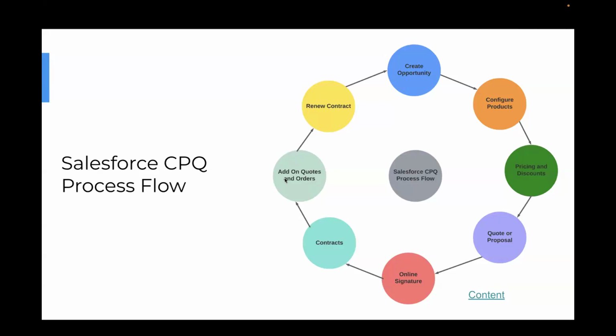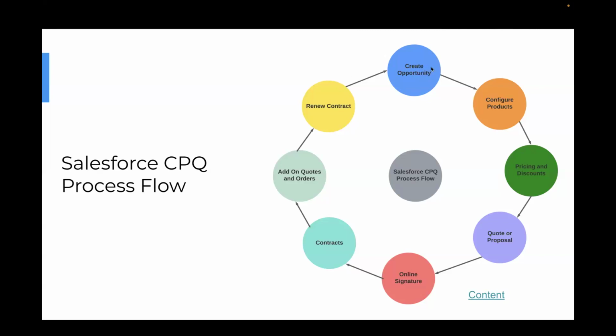Then from that particular quote, again, we can generate some add-on quotes and orders, and then we can renew the contract. What I mean by renewing the contract: suppose a customer has purchased a Netflix subscription for 12 months. Now, after 12 months, that particular subscription needs to be renewed. The customer needs to pay again, and only then can he use that subscription for the next 12 months. So that renewal will happen on the contract. So we have to renew the contract. As soon as we renew the contract, again a renewal opportunity will be generated. Then the same cycle will go on.